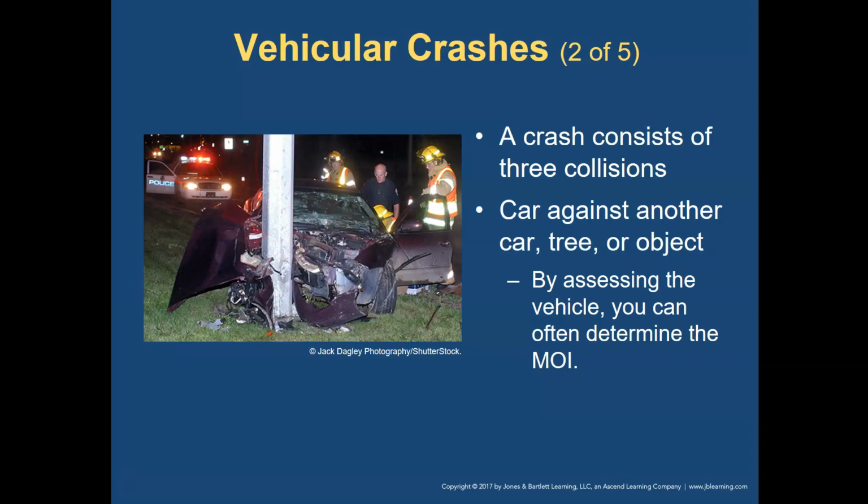A crash consists of 3 collisions. So car against a tree or object, and we start talking about the 3 different ones. The damage to the car does not directly affect patient care, but it does provide information about the severity of the collision. So we see that this head-on into a pole, probably traveling at a high rate of speed, we can understand there could be some real injuries inside this vehicle. So by assessing the vehicle, we can often determine a mechanism of injury because we know that they're going to fly forward in a very fast fashion.